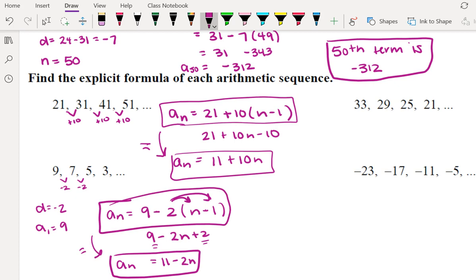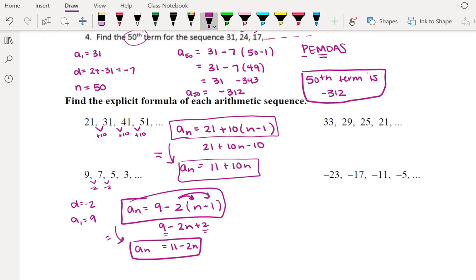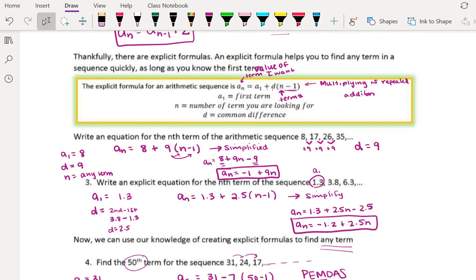Okay? All right. So that's explicit formulas for arithmetic sequences and also the recursive formula.